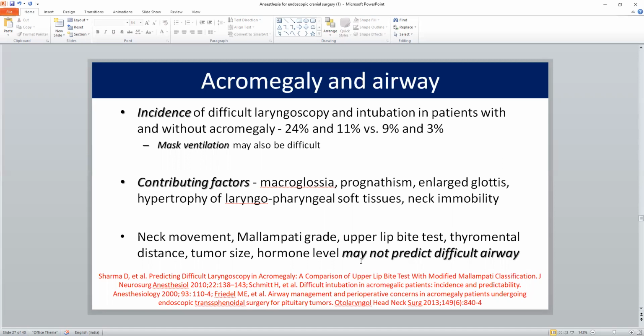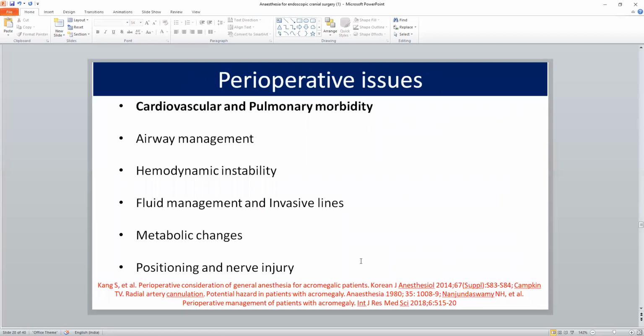Now, generally, neck movement, Mallampati grading, upper lip bite test, thyromental distance, tumor size, and hormone level are expected to provide some idea about difficult airway, but several studies have shown that they may not necessarily predict difficult airway despite performing each of these tests. A combination of one or two tests has a higher predictability than a single test.